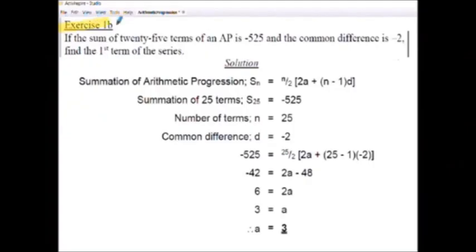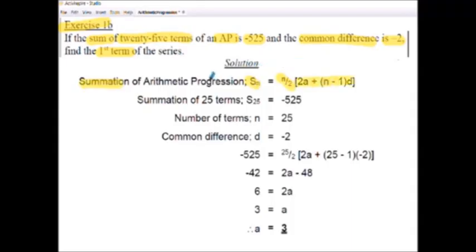Exercise 1D here. We're given in the question the sum of 25 terms in an AP is minus 525. We're given the common difference here, the D value is minus 2. We've got to find the first term, that's the A value of the series. Now this is a sum problem because we're given in the question the sum of the first 25 terms. So I'm going to use my summation equation, the Sn equation here. That's equal to n divided by 2 in brackets 2a plus n minus 1 times d.